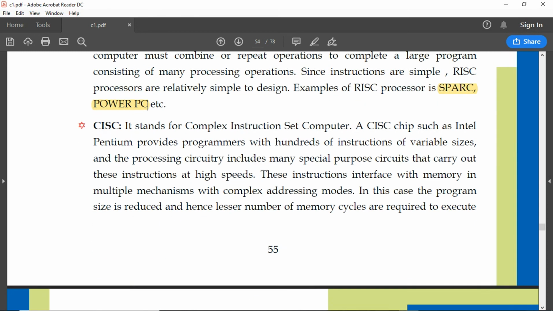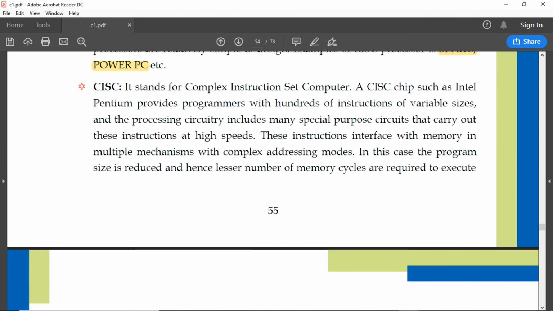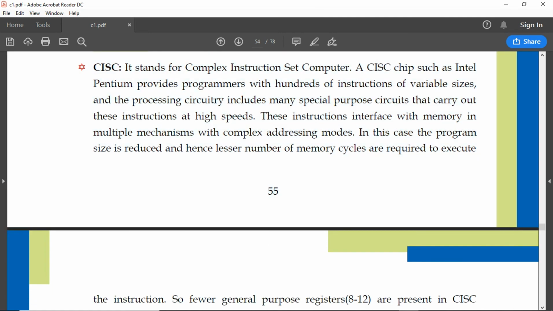CISC stands for Complex Instruction Set Computer. A CISC chip such as Intel Pentium provides programmers with hundreds of instructions of variable sizes. And the processing circuitry includes many special purpose circuits that carry out these instructions at high speeds. These instructions interface with memory in multiple mechanisms with complex addressing modes.